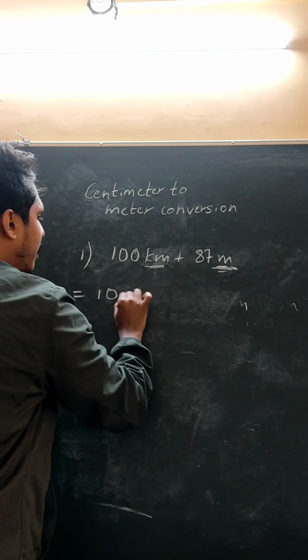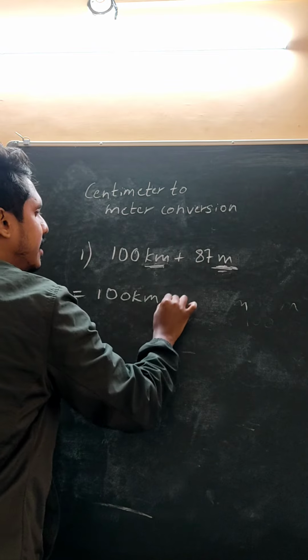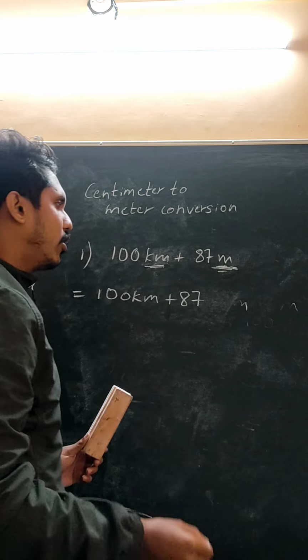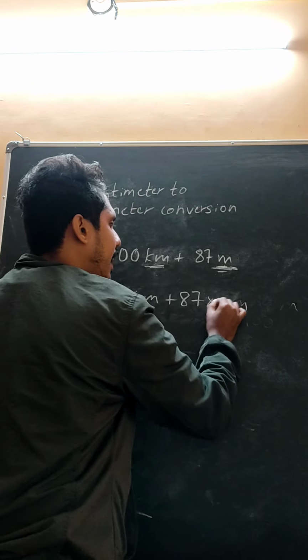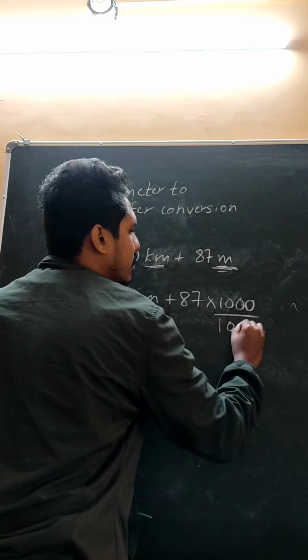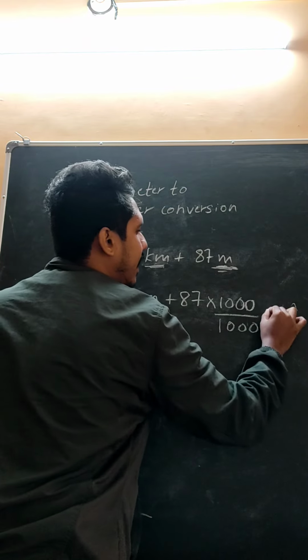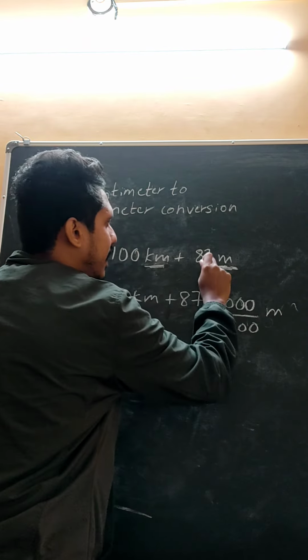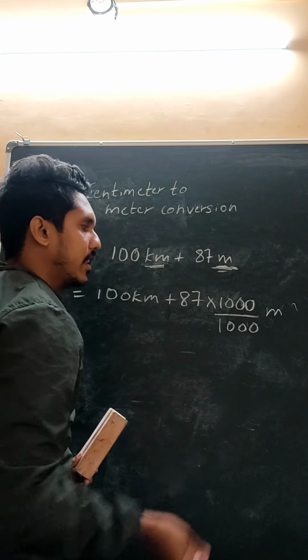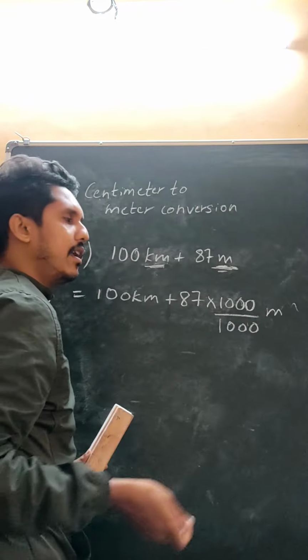Okay, 100 kilometer I'll write as it is plus 87. We need the answer in kilometer. What should we do? We should multiply and divide by 1000. Meter I'll write as it is. If we cancel these both, we'll get 87 meter only. See, if we cancel these both, 87 meter only will be remaining. That's why I have multiplied and divided by 1000.